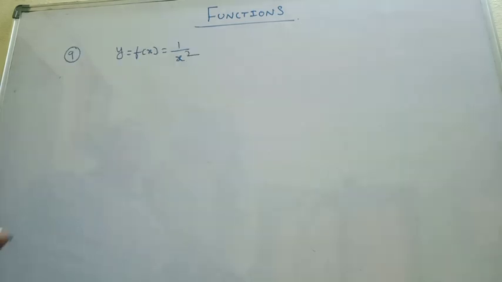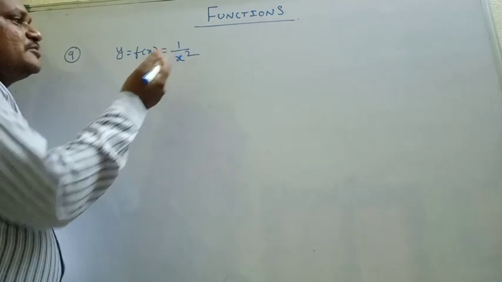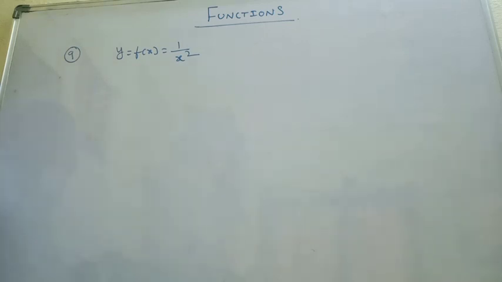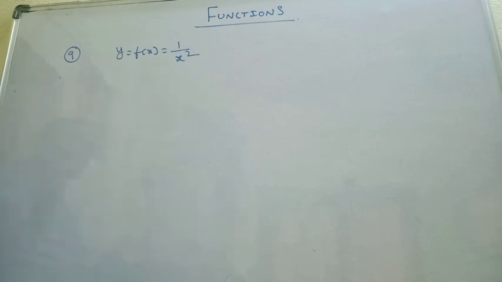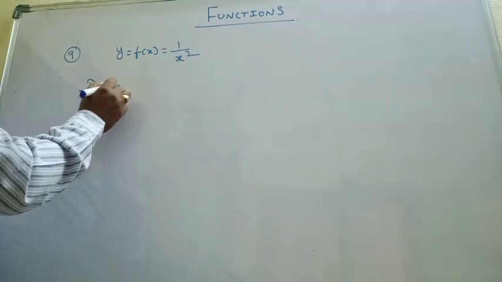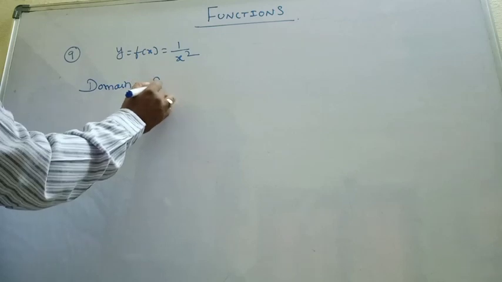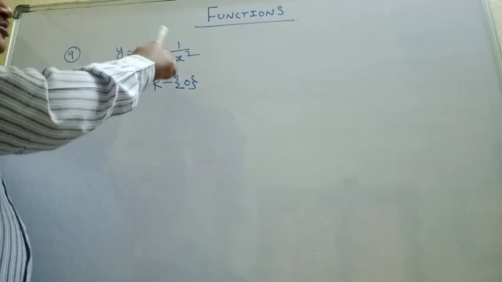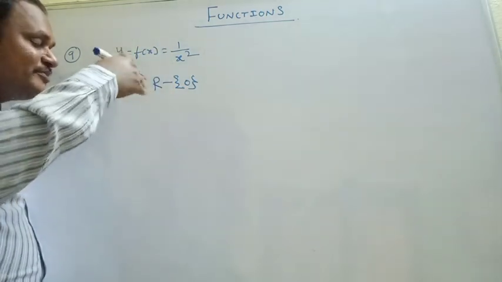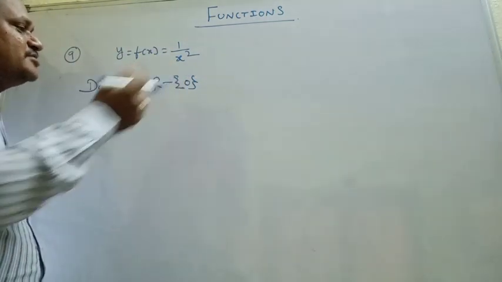Now see another function: y is equal to f of x equal to 1 by x square. Like the previous one is 1 by x, here x square is in the denominator, which is a perfect square and will give you all positive values. Now the domain is R minus {0}, because x cannot be 0. If x is 0, 1 by 0 becomes undefined, and the output should be finite values. R minus {0} is the domain.